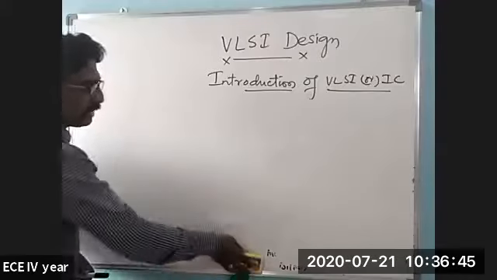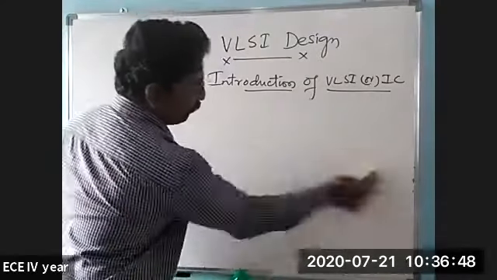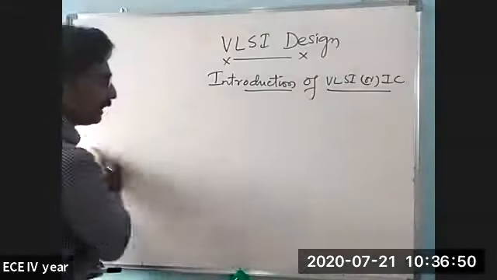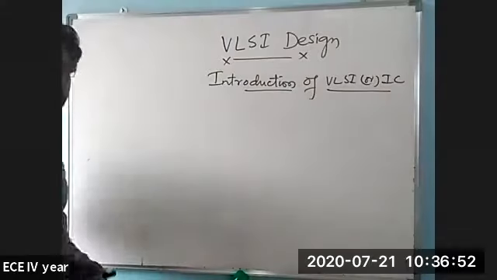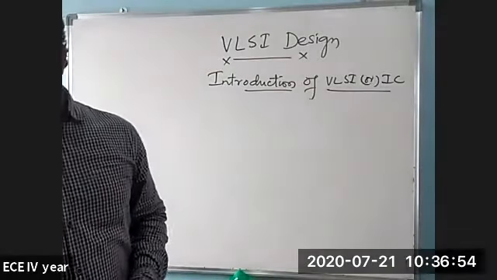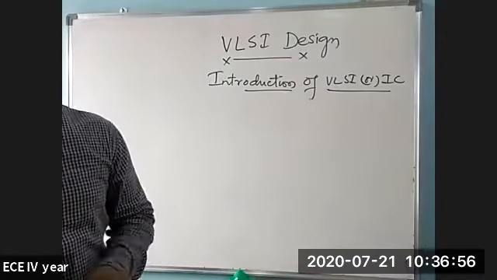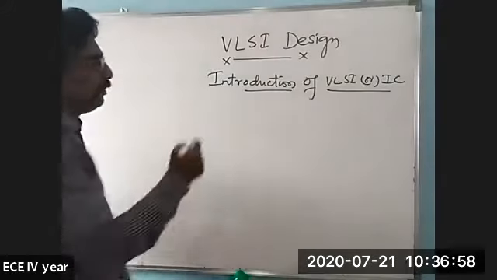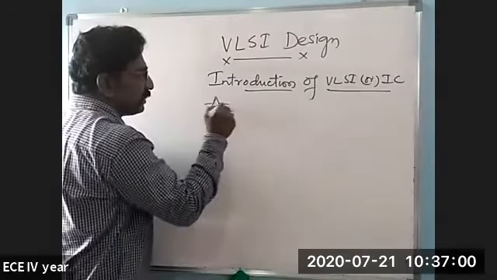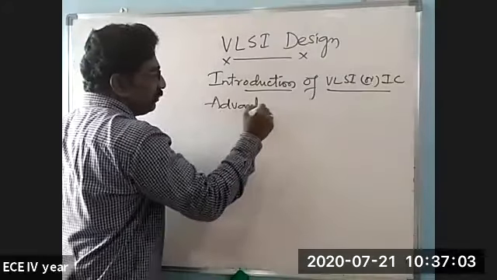DRAM means dynamic RAM. We have SRAM and DRAM. S stands for static RAM and D stands for dynamic RAM. And let us now see a few examples. Let us see the advantages and disadvantages of VLSI.